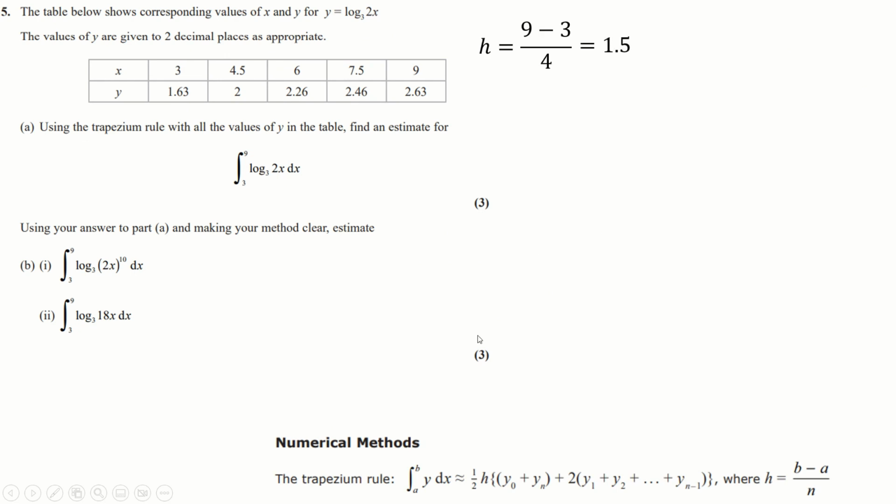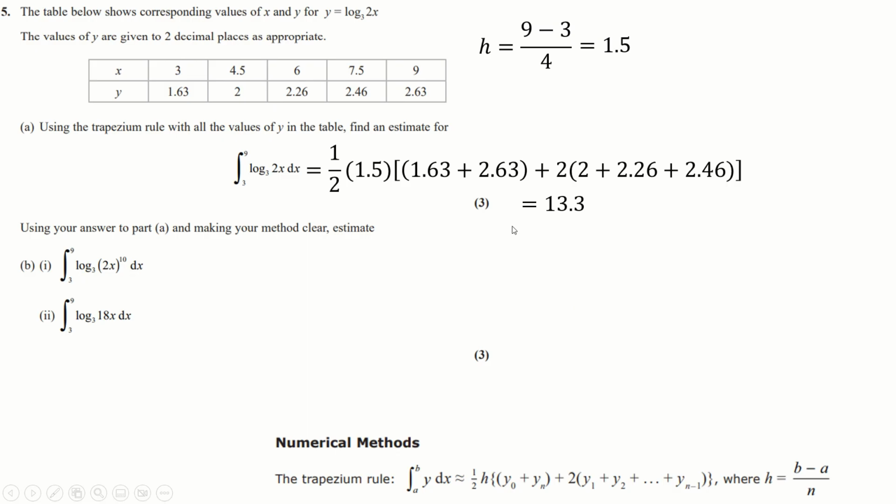So we get h is this. We can put h into there. y0 and yn are the first and last ones in the table, so they go in there. And then all the others are just the middle ones, and you just fill in the formula, and you get this answer here.